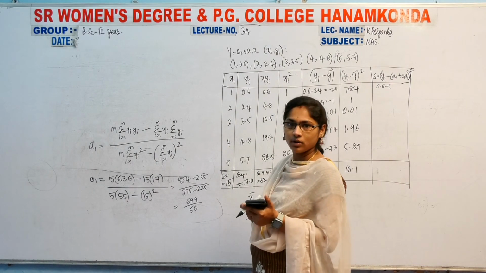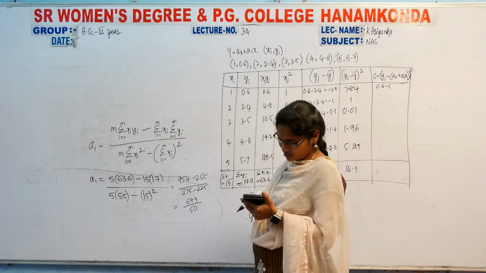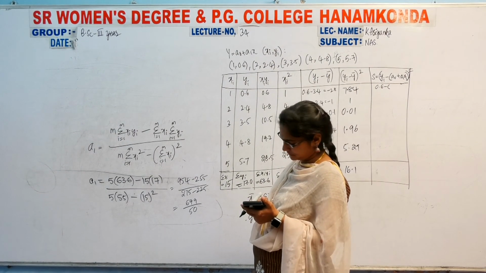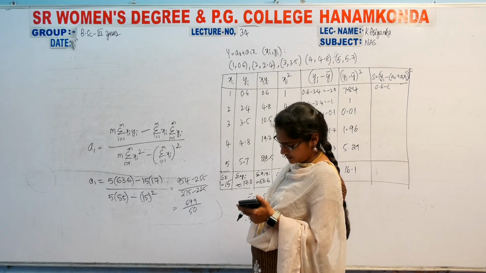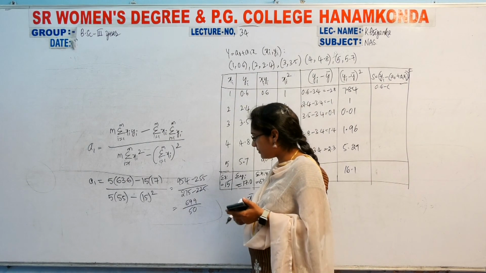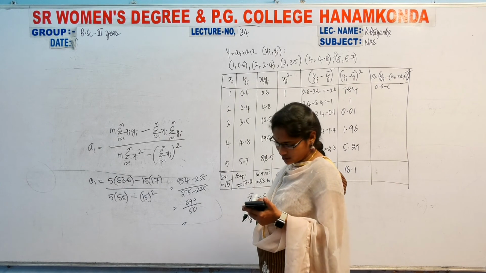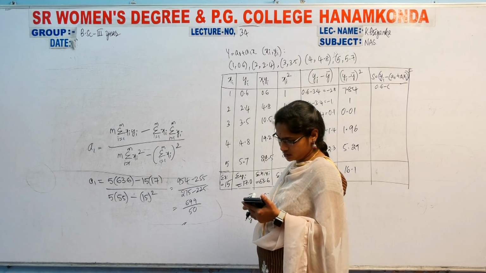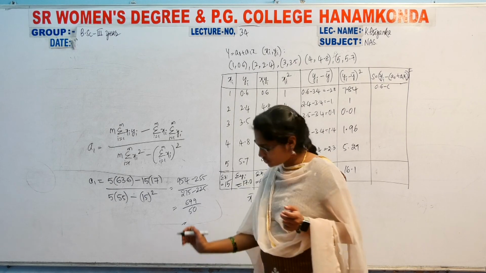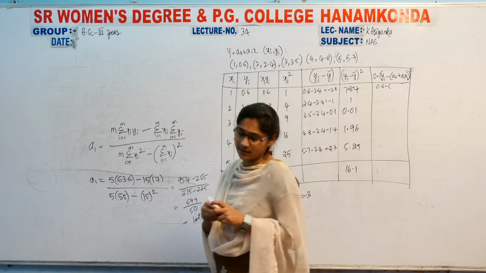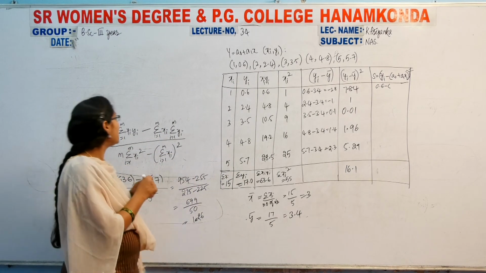318 minus 255, 275 minus 225. Yeah, so now here simply we will get the value. Check it once now. So here you will get that the value is 1.26, and in the next class we will continue. Here we have to calculate a naught also.